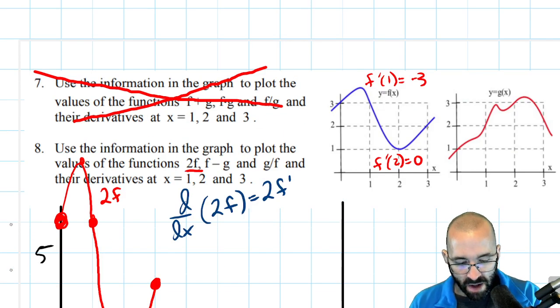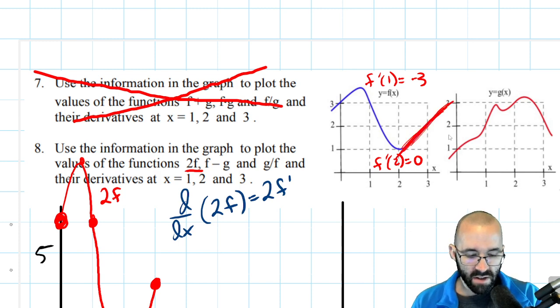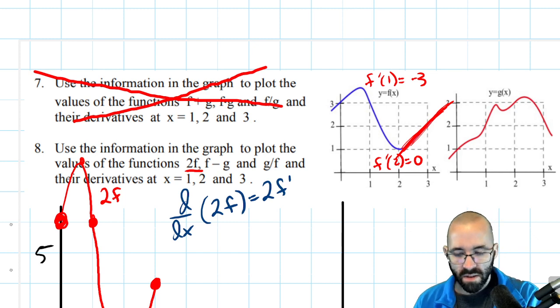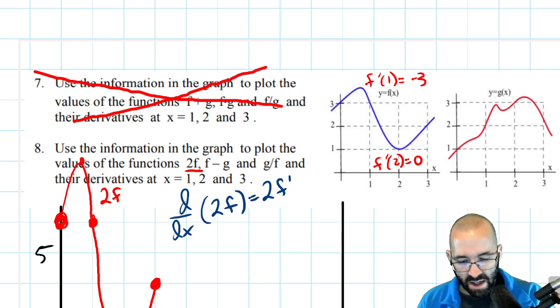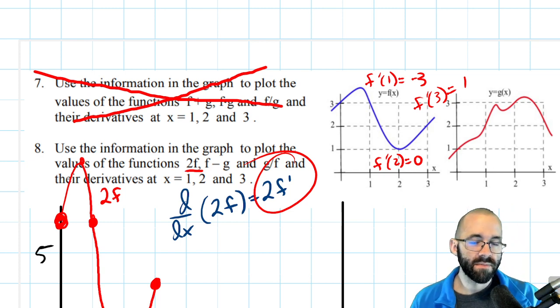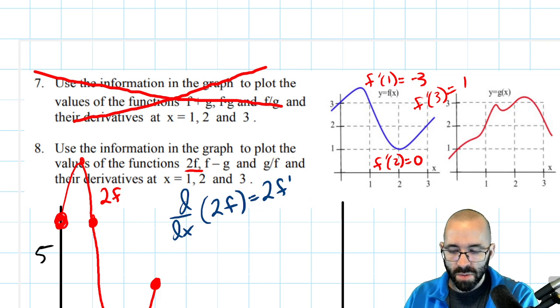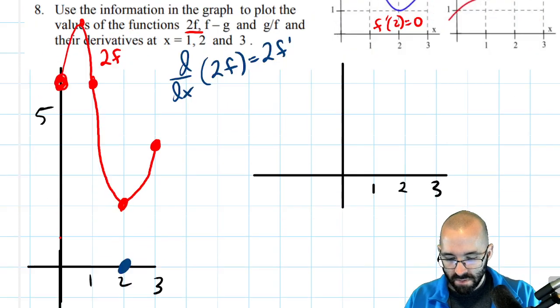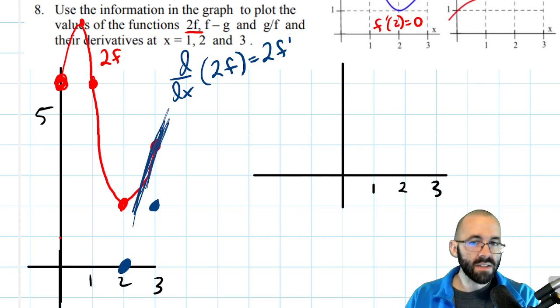Finally, what's the slope at 3? Slope looks to be about +1. So we're going to say that f prime of 3 looks like +1. So what's the slope of 2f? 2 times f prime, 2 times 1. Slope should be 2 here. And again, visually, if you calculated the slope, you should get something close to 2.